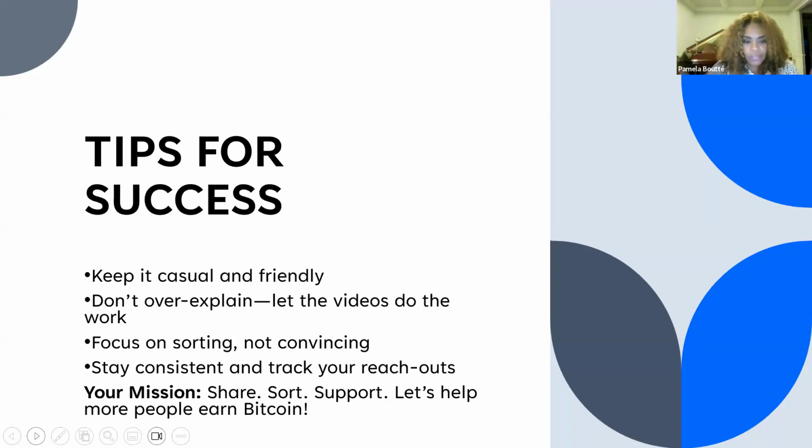Our mission is to share the information, sort through the yeses and the nos, and then to support people once they come in, because they probably don't know what to do. So share this 3-step system. Very simple, easy, and I'm willing to take any questions or suggestions at this point. Feel free to unmute yourself. And I'm going to stop sharing this for right now. That is the end of my presentation.